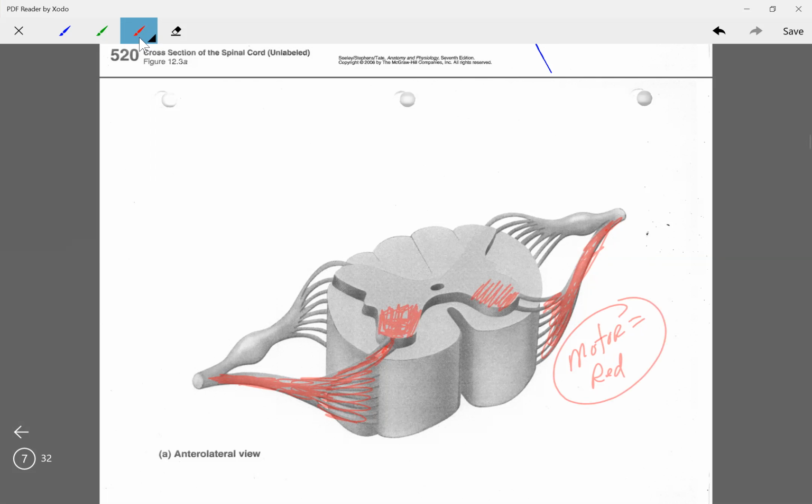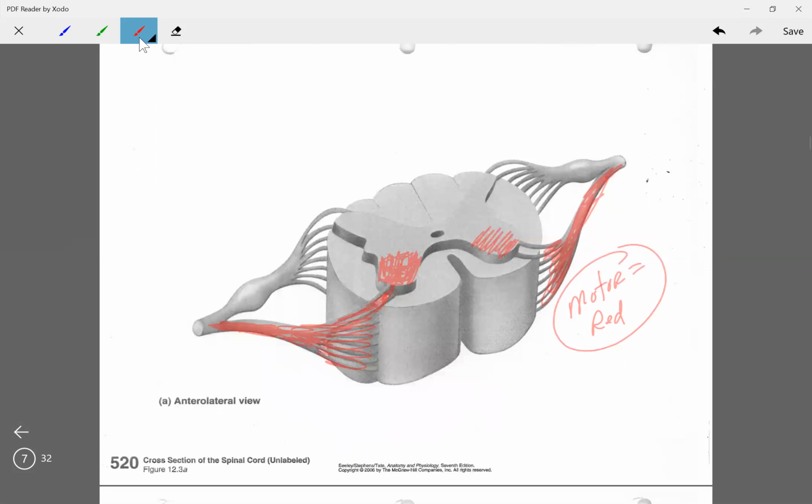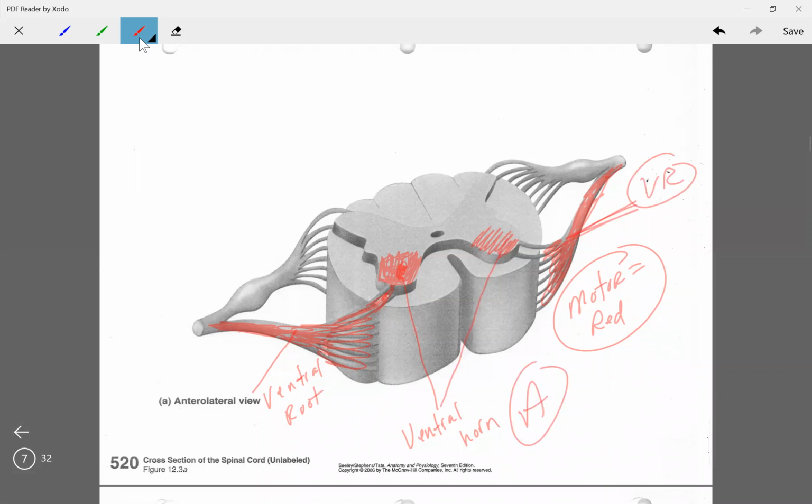To recap, this area is the ventral horn, and this area is the ventral root. So ventral horn, ventral root, and that's located on the anterior or ventral aspect of the cord.